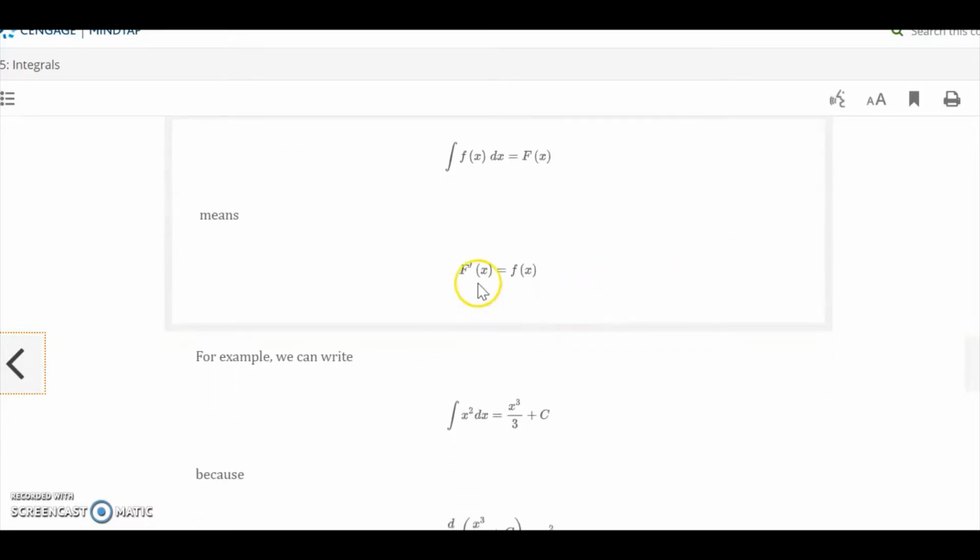Then they give the definition, showing that capital F of x just stands for the antiderivative. So when you take the derivative of the antiderivative, you get back to the original function.